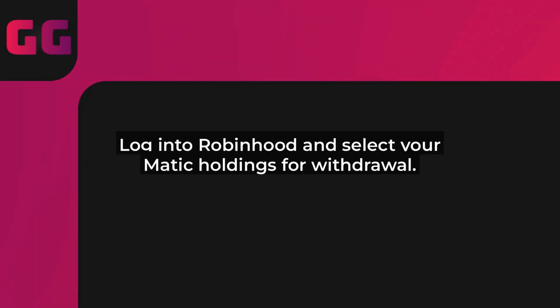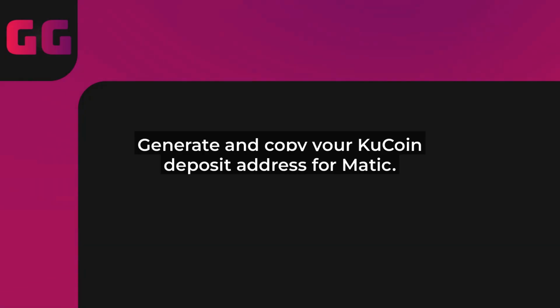Step 1. Log into your Robinhood account and navigate to your portfolio. Find your MATIC holdings and select the option to withdraw or transfer assets. Robinhood might prompt you to choose the network. Remember, MATIC is on the Polygon network, so select that to keep fees low.